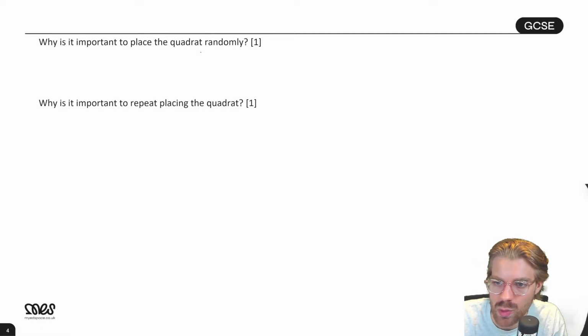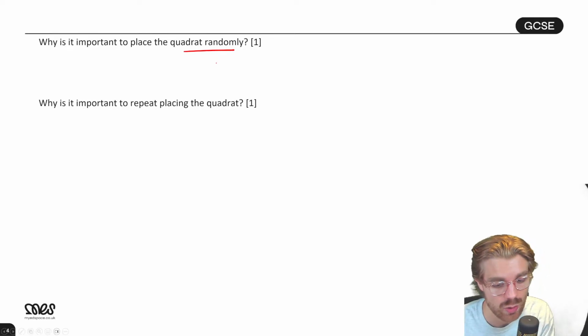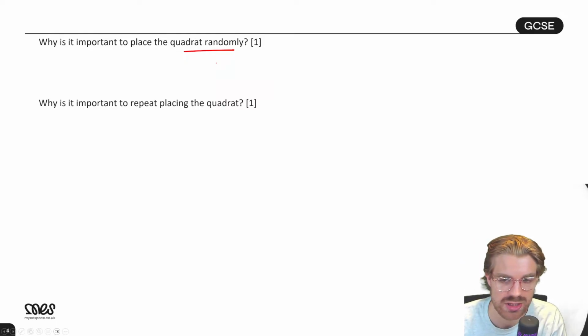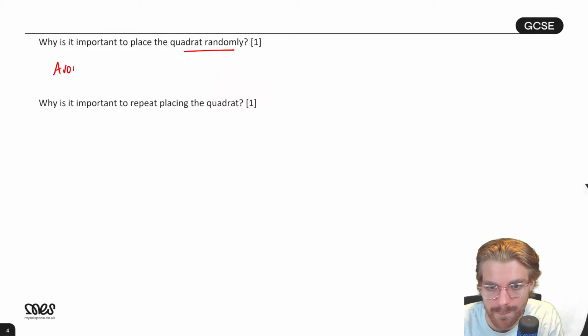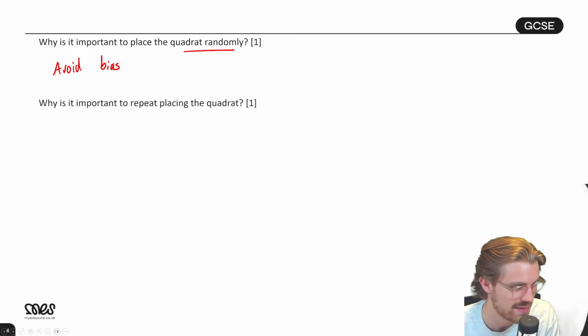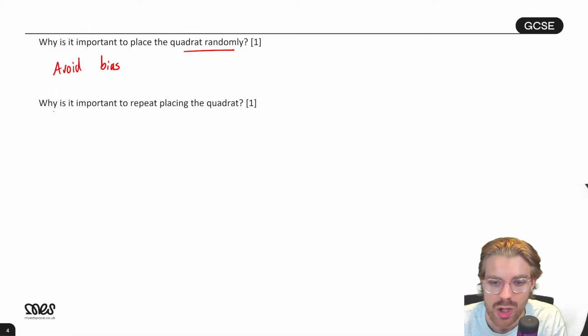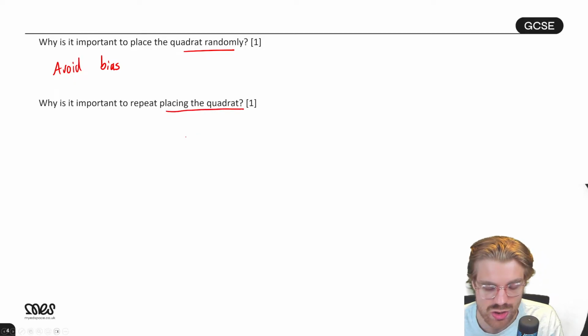Why do we need to place that quadrat randomly? So placing that quadrat randomly is super, super important in order to avoid bias. To avoid that bias. Yeah, fantastic there, Daniel. Super active on the chat. I love that. Why is it important to repeat placing the quadrat then? So the repetition here is to improve reliability.